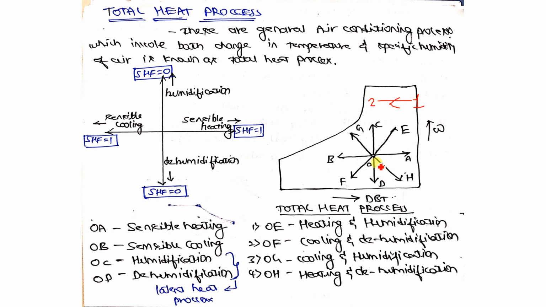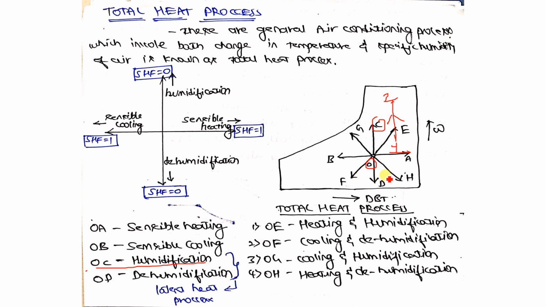In the psychrometric chart, again, if some process is going in this particular direction, here is my state 1 and here is my state 2. This is my initial state and this is my final state. So, it is represented by OC, correct? OC in the sense it is a humidification process. Similarly, OD would be the dehumidification process. So, all these 4 processes are the basic processes.